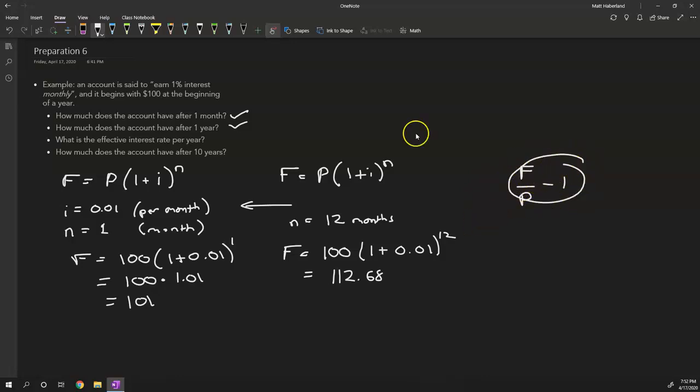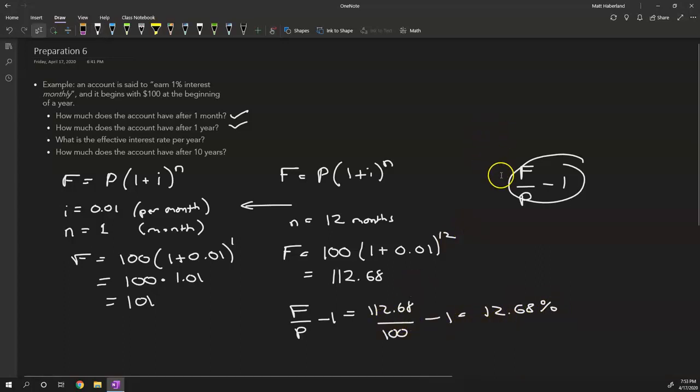So why do I think I can get the number from this? Well, F over P minus 1 is 112.68 over 100 minus 1. So it is 12.68%. That is the effective interest rate, a little bit more than 12.